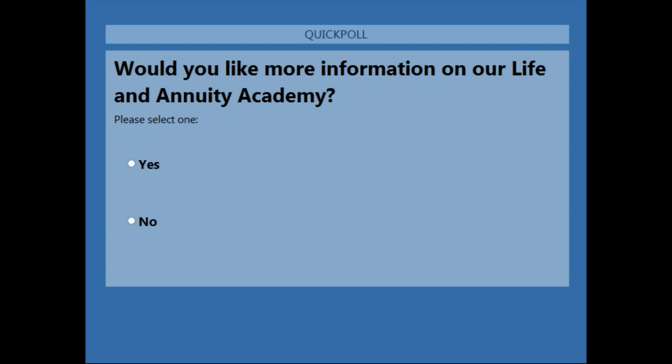Again, one of my favorite questions at the end. Do you know annuities can provide a tax efficient option for your retirement?